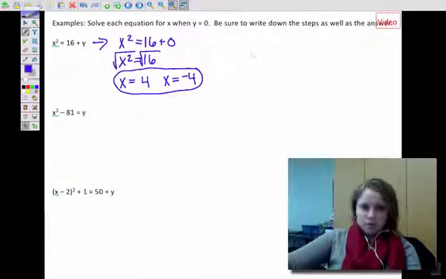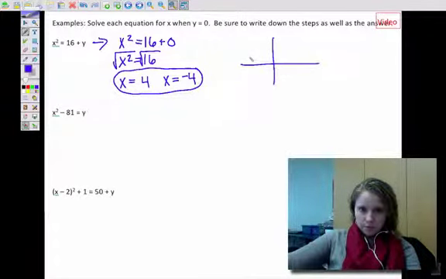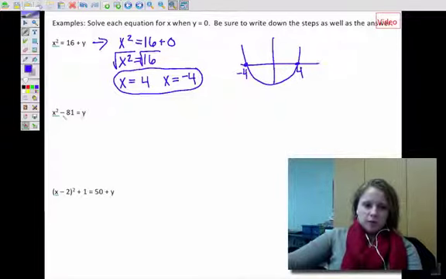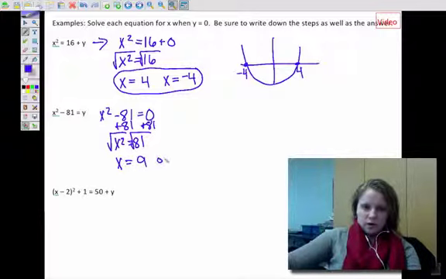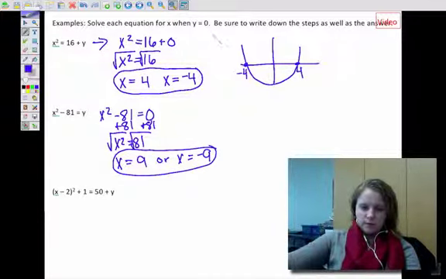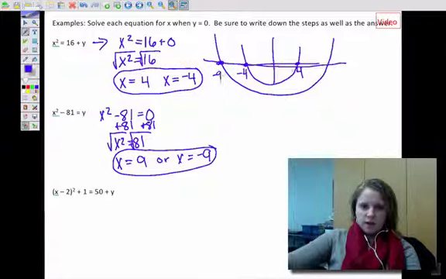I have 2 answers, which makes sense because this parabola, most parabolas, you're going to have 2 roots, and this one will be at negative 4, and this one will be at 4. Okay? Moving on over here, we have x squared minus 81 equals 0. Plugging 0 in for y. So if we add 81 to both sides, then x squared equals 81. And we square root both sides. X is going to equal 9, or x equals negative 9. Again, this parabola is just going to be out wider, where its roots are negative 9 and 9.